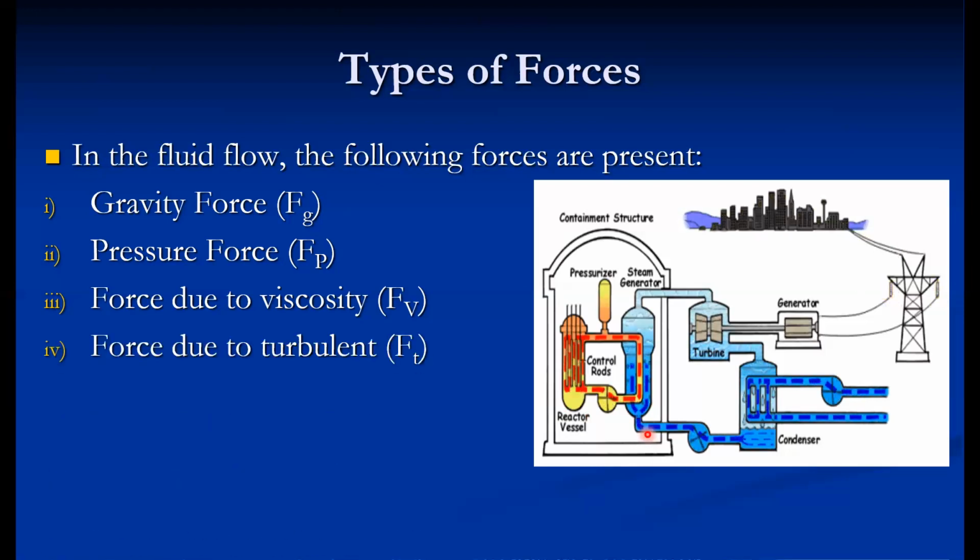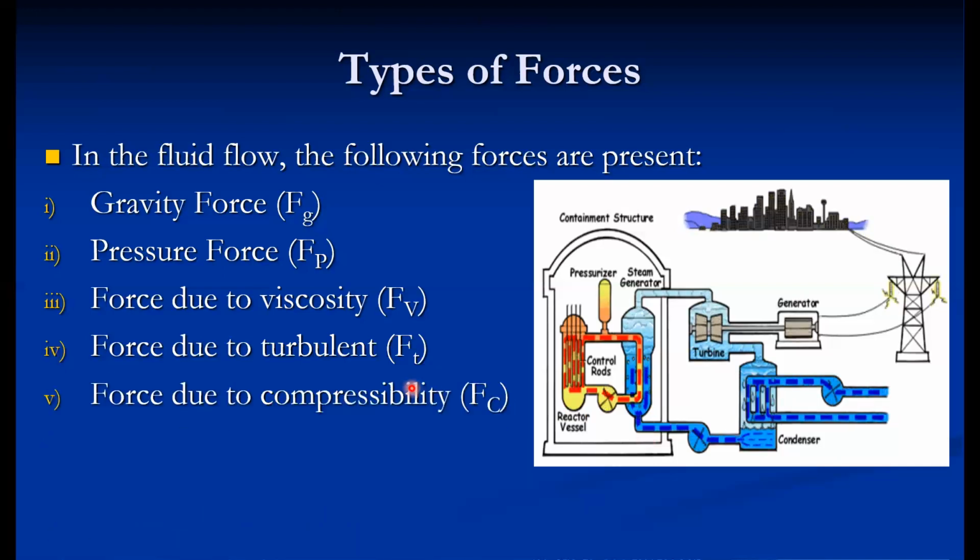Then force due to turbulence. You can see here the reactor, the fluid, if it is moving at a very high speed, then it creates turbulence. So here we have to consider the force due to turbulence as well. Generally, as far as the inflow is concerned, if the velocity exceeds a certain level, that is as per the Reynolds number, if it exceeds 4,000, then turbulent flow is created. And for turbulent flow, this force we have to consider.